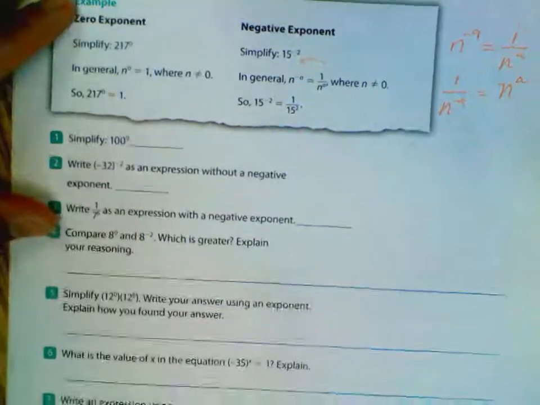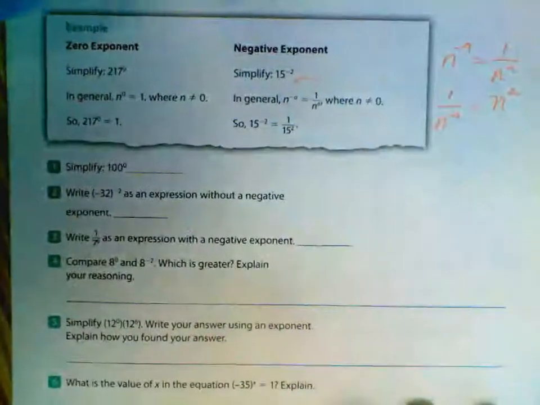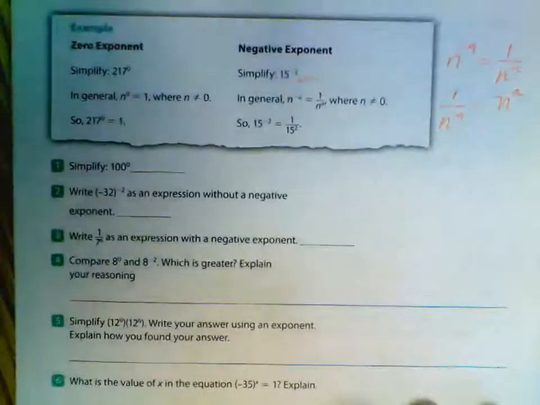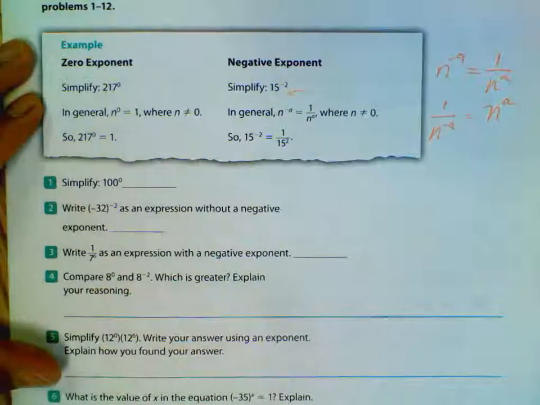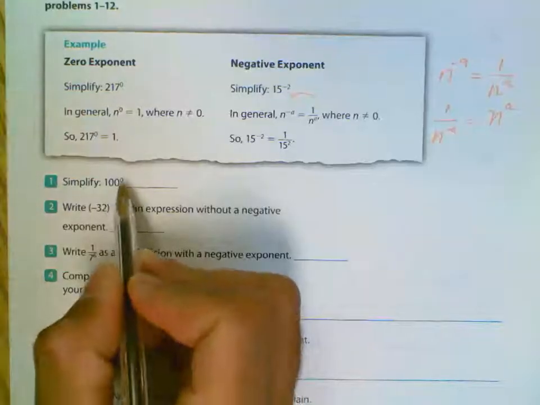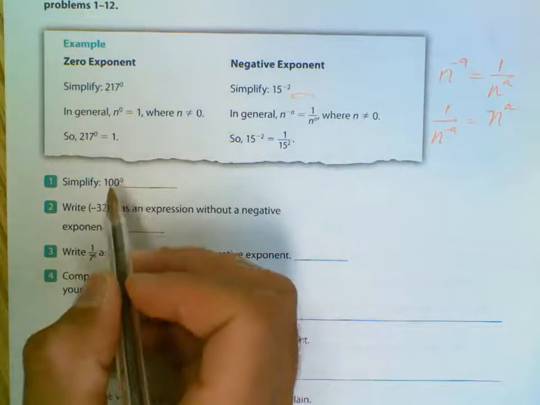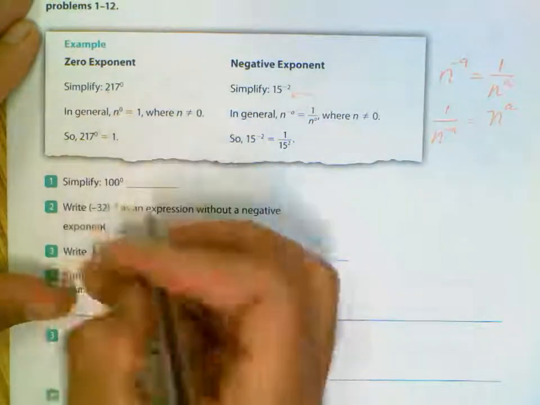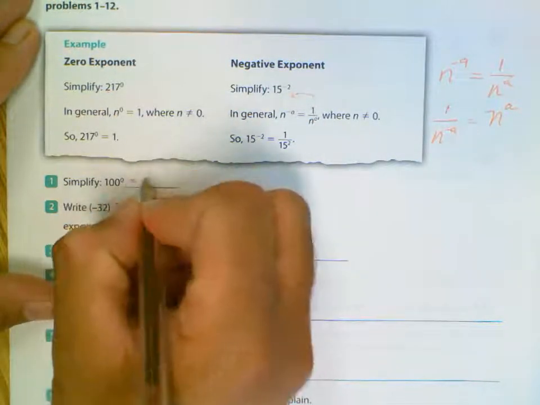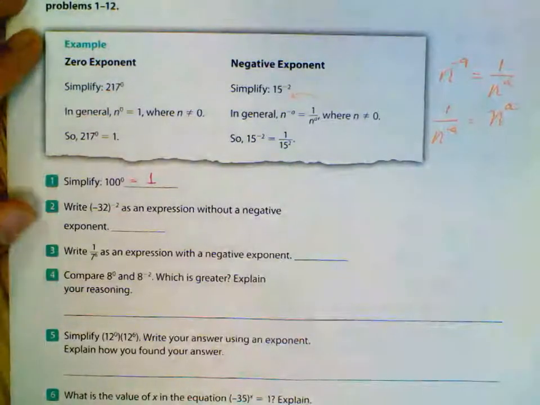Knowing those properties, let's solve the following problems. Remember that we are going to do it step by step so you can follow along. For problem number 1, simplify 100 to the 0. That's a no-brainer. Using the property n to the 0 equals 1, 100 to the 0 equals 1.